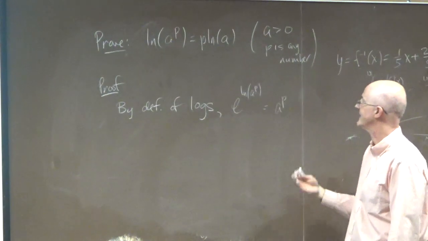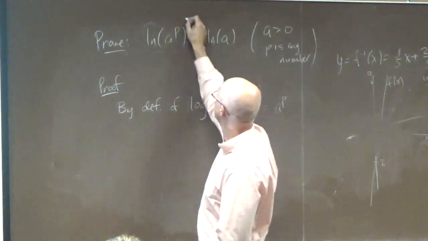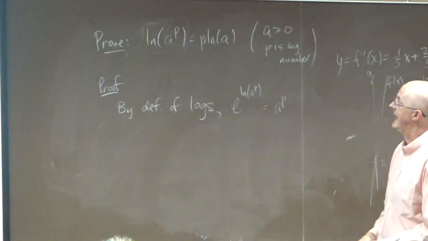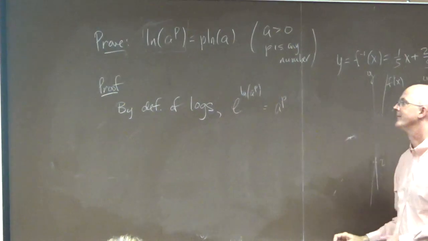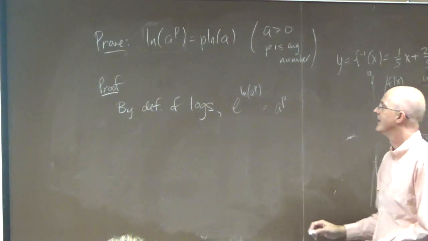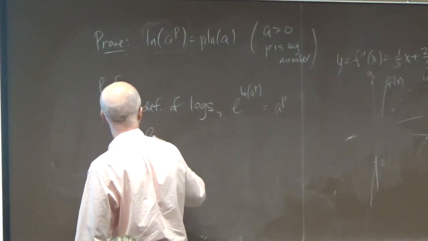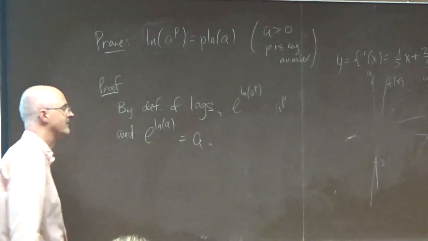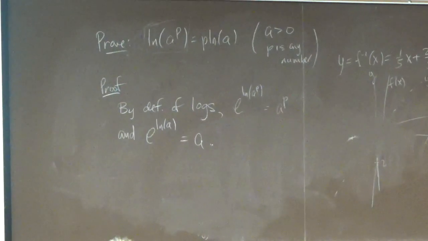That's what a logarithm means. You don't have to prove that. That's the definition of a logarithm. ln of a to the p is the number to which e must be raised to get a to the p. So if you raise e to that number, you get a to the p. And what other logarithm do we have involved? Here we have natural log of a. e to the natural log of a equals a.